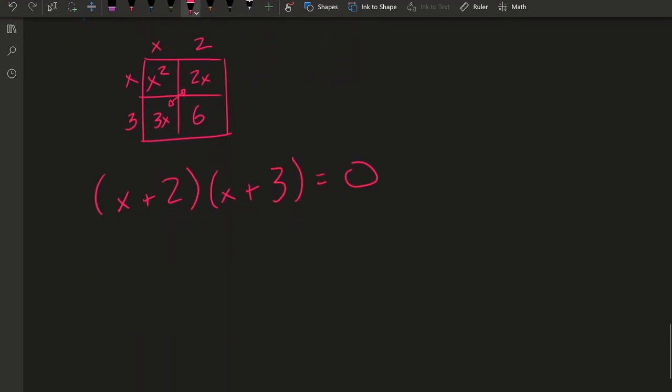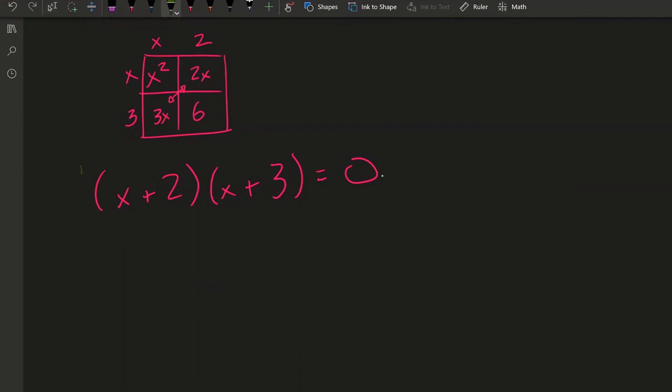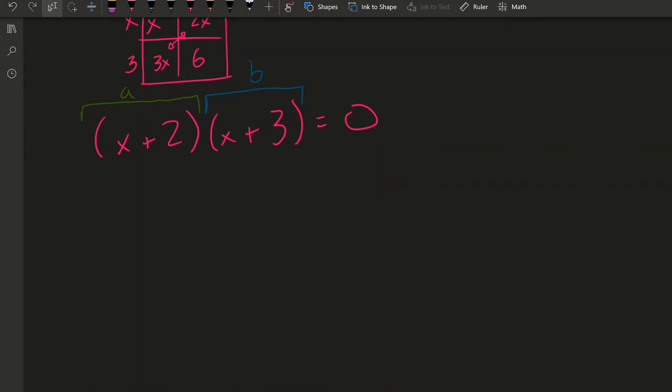And so now what I have is I have two pieces. Here's A and here's B. Two pieces that multiply together to equal 0. So if I have two pieces that multiply together to equal 0, then one of them has to be 0. So either x plus 2 is equal to 0 or x plus 3 is equal to 0.